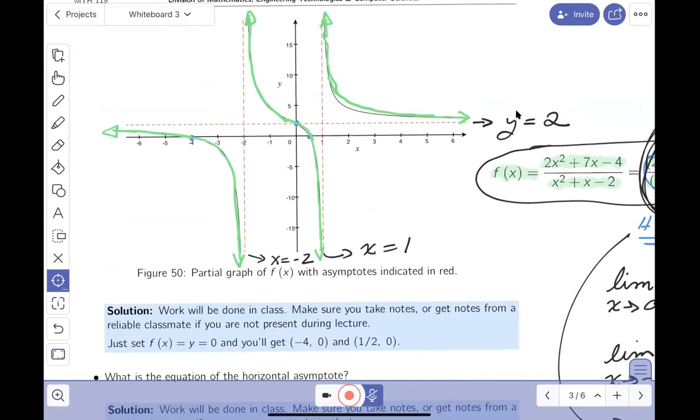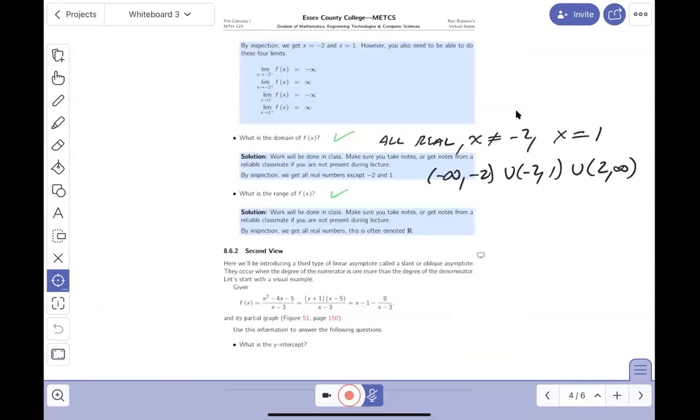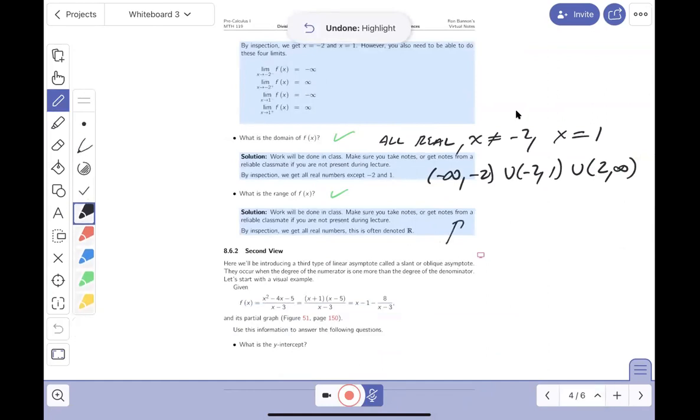The other question is range. Range, I want to be honest with you, look at the picture, and what do I see? Everything is being covered, everything. Now, I probably wouldn't have known that unless I looked at a picture. So we go next page, and we'll talk about the range now. What's the range going to be? All real numbers. You can use the blackboard R or interval notation. I actually prefer interval notation.